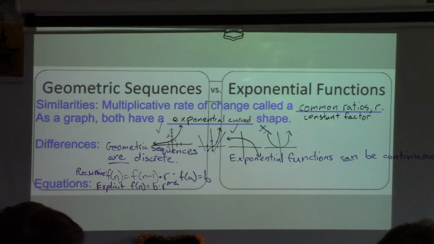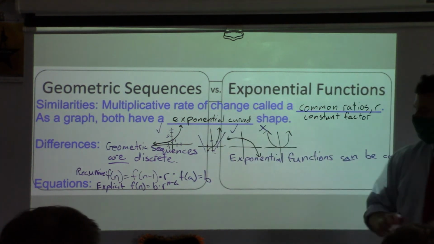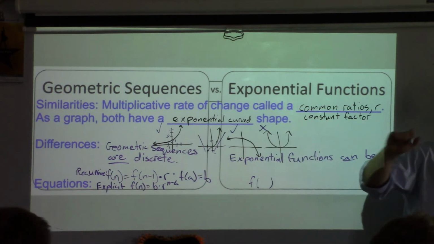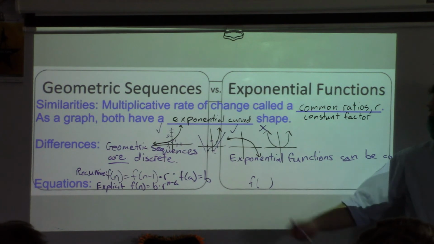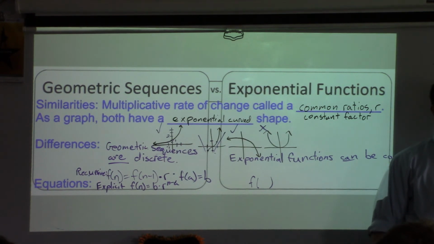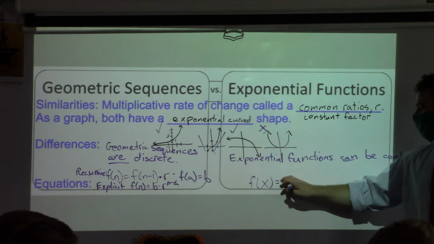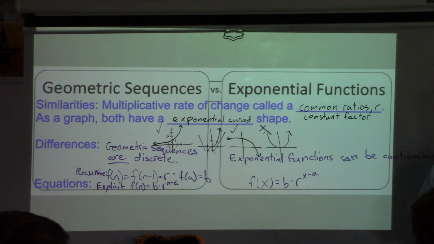Okay, so now how does that change when we move over to an exponential function? Can we do a recursive for the exponential function? No. But you can still use the exponential to help you write the equation. F of what though? F of x. Remember, for those continuous functions, we typically use an x, not an n. So f of x equals... We all good with this? Okay.